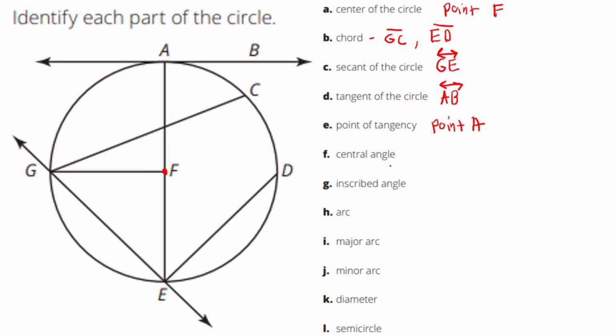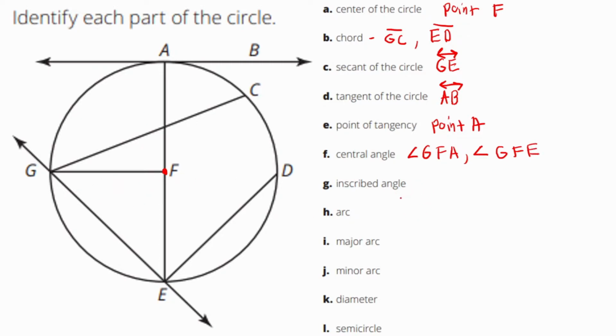Central angle. A central angle is just an angle located at the center of our circle. We have two of them here. We have angle GFA, and also angle GFE. And what we notice about both those angles is they're right angles.